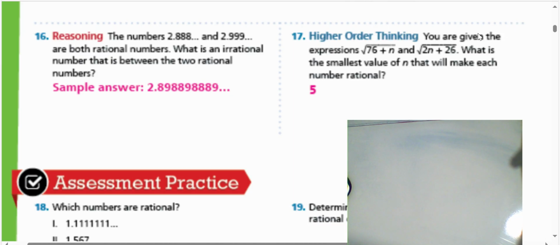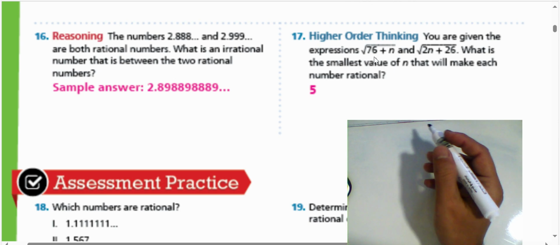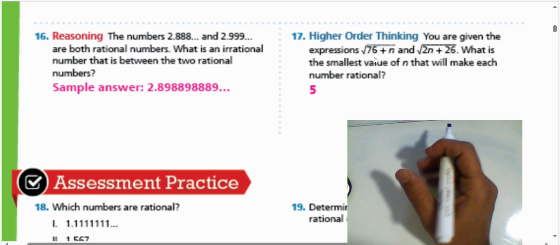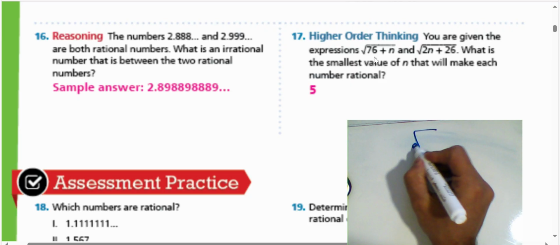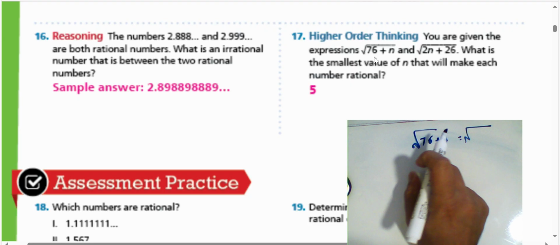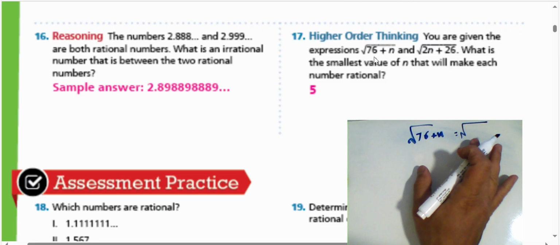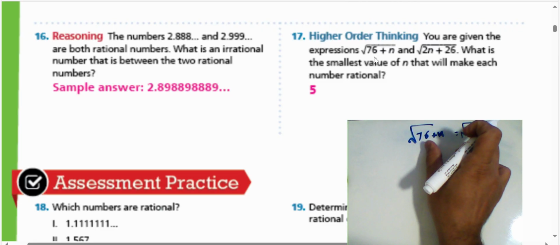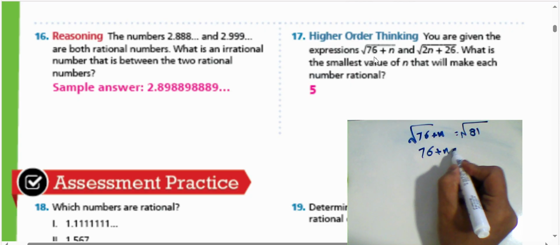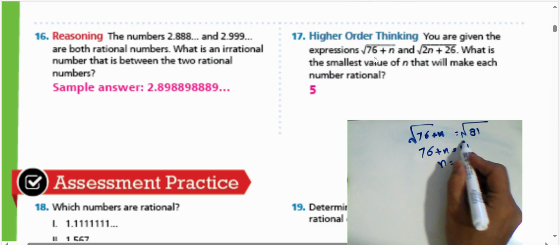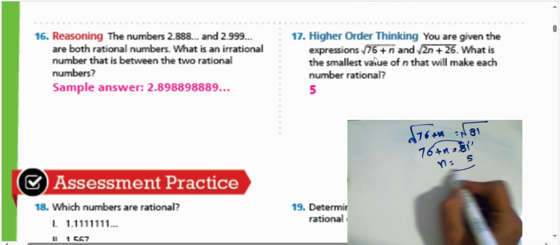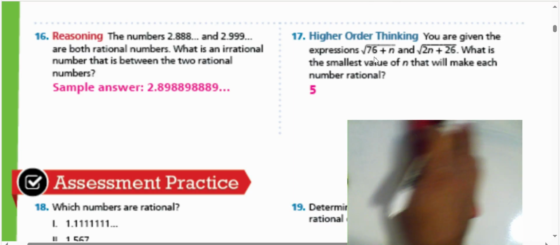The higher order thinking: you are given the square root of 67 plus n and the square root of 2n plus 26. What is the smallest value of n? Take this number, a rational number. We have 76 plus n. We can write the next perfect square after 76, so we can find the square root of it. The next perfect square of this number will be 81. Then 76 plus n equals 81. Then the value of n, what is the difference between them? 81 minus 76 is 5. Then the value of n will be 5. Okay.